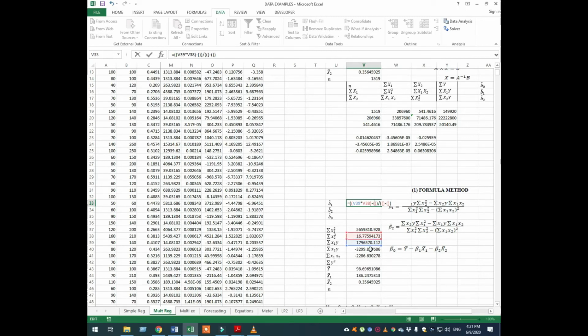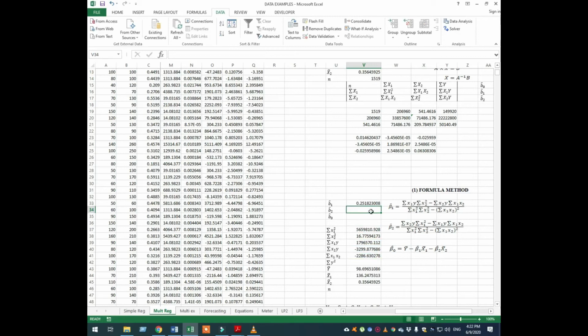multiplied by the x1 and x2 product. And in the denominator, summation of x1 square multiplied by summation of x2 square, and in the last, sum of x1 x2 whole square. So sum of x1 x2 is this, with the power of 2.